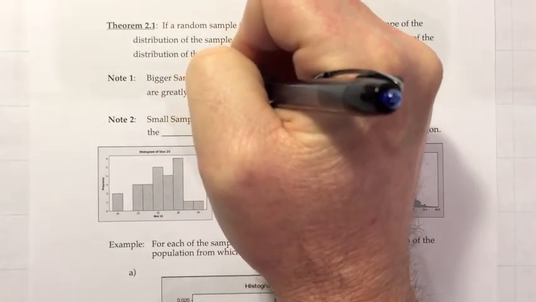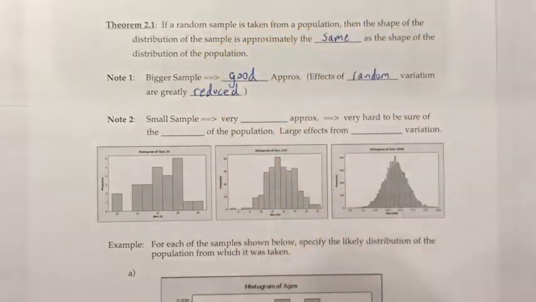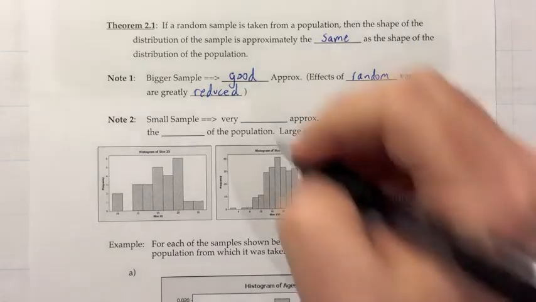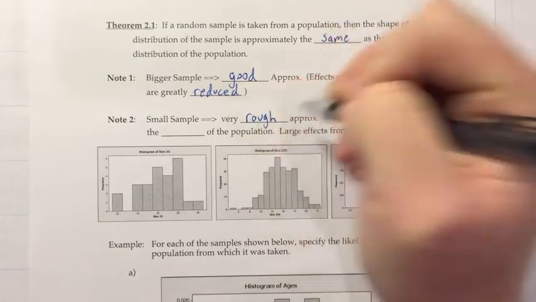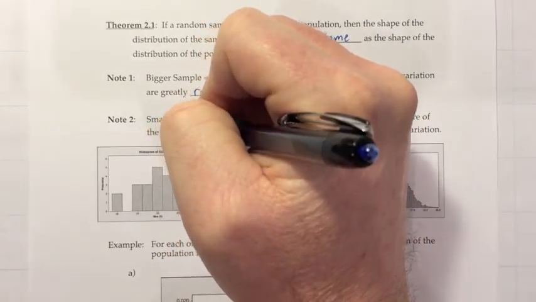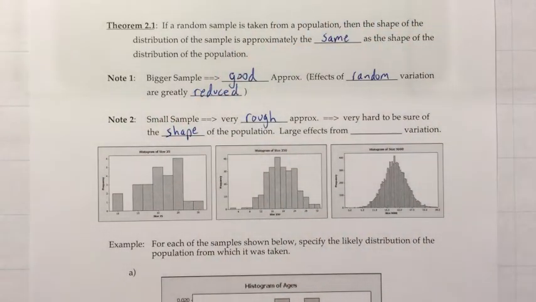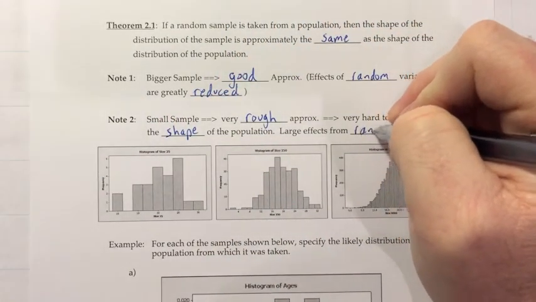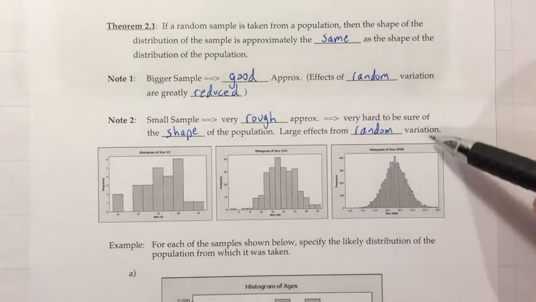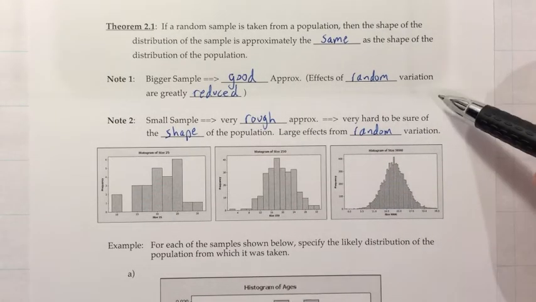We saw that a little in the previous section. I'll show you that again on the computer in just a minute. But the larger your sample, if it's random, the fewer effects there are of random variation in the results. But when your sample size is small, you're getting a very rough approximation. It can be very hard to be sure of the shape of the population, and that's because there's still large effects from random variation in a small random sample. So yes, you can use a sample to try and figure out what the population is, but these notes say that's going to be harder to do with small samples than with big samples.